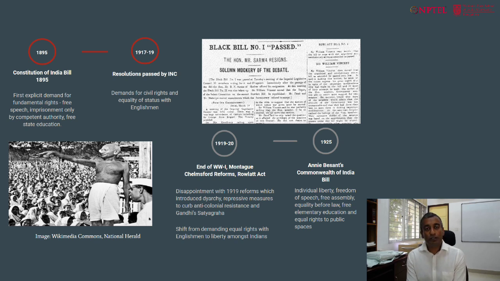In 1925, Annie Besant's Commonwealth of India Bill makes a broad set of demands, which starts resembling in some ways the Constitution of India as we now have it. These demands include individual liberty, freedom of speech, free assembly, as well as free elementary education and equal rights to public spaces. Now, this kind of wide-range demand is a precursor to what will follow, which is stronger and stronger demands for a comprehensive Bill of Rights.